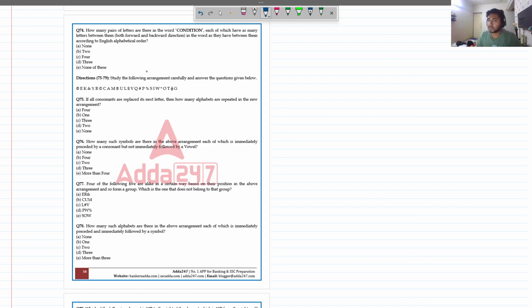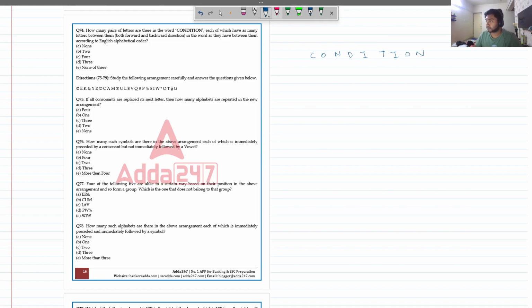In order to solve this kind of question, the only thing you need to do is write the word first: condition. After that, write each of their place values either from forward or from backward. Just write only one sequence, no need to write both.